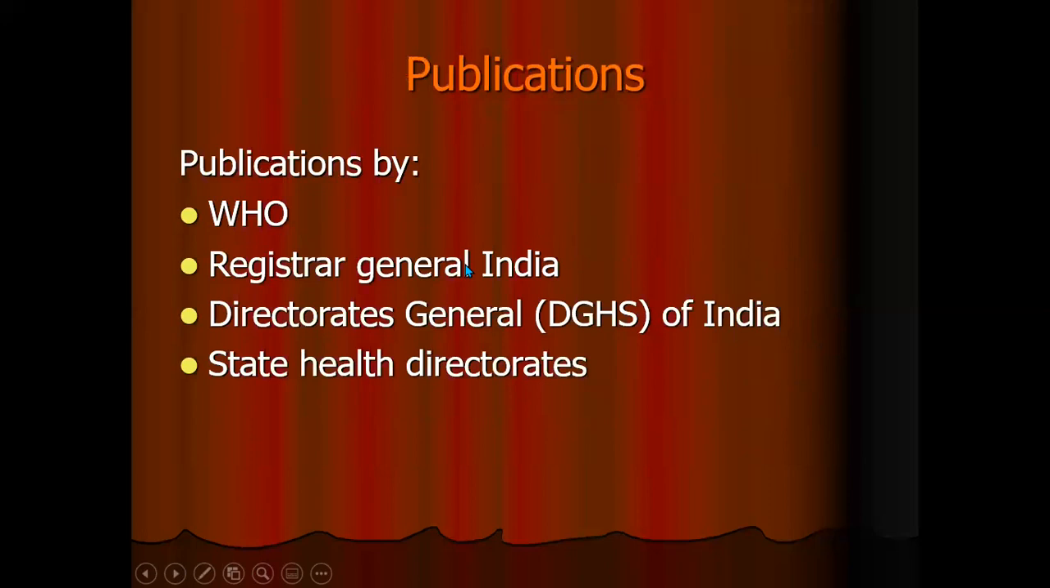What are the various publications from which we can access the data on demography? One is by World Health Organization, and at the national level from Registrar General of India, at the national level from Directorate General of Health Services or DGHS of India, and at state level from state health directorates. So let us see how to get population data.